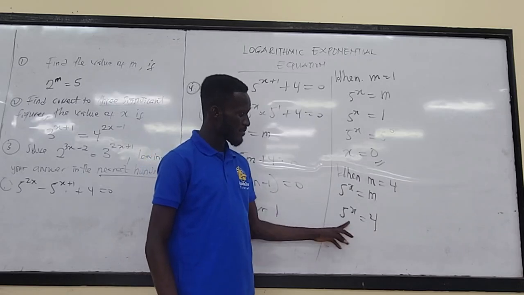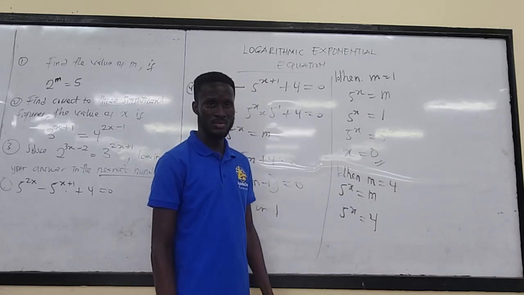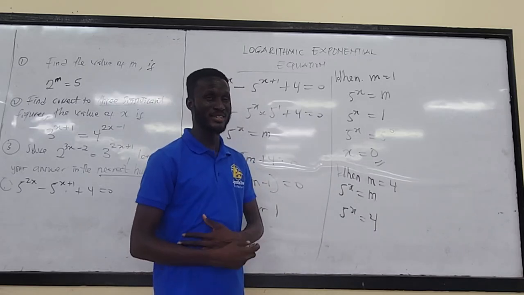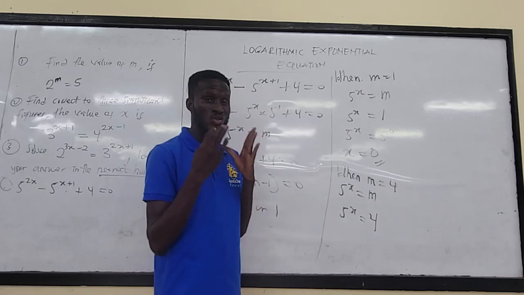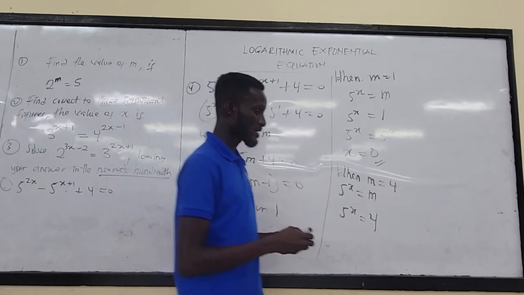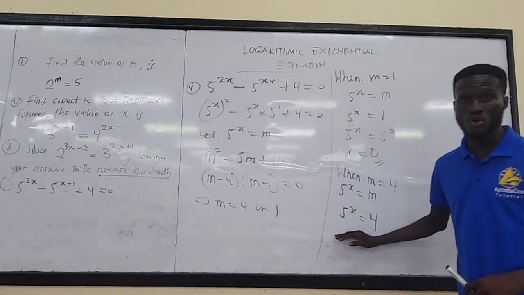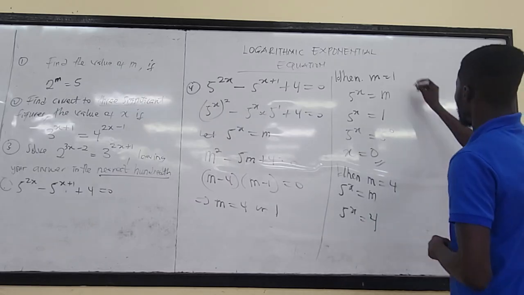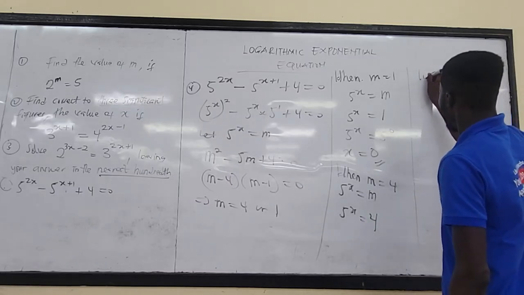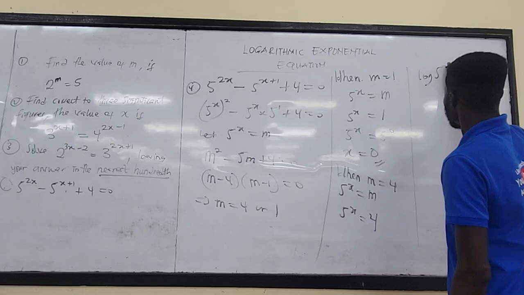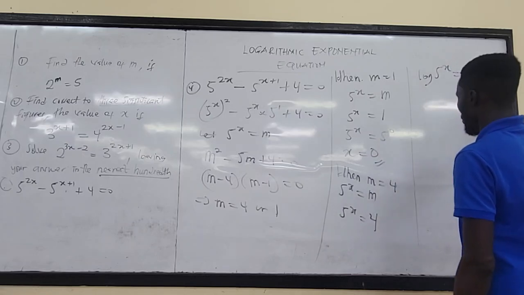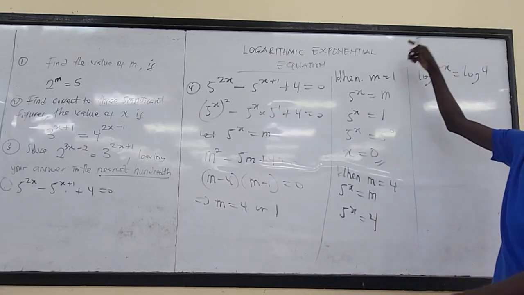Look at this question. There is no way the bases can be the same. So we have to introduce logarithm. We have to introduce what? Logarithm to solve for x. Now I'm going to take logarithm of base 10 to both sides. So we'll have log of 5^x is equal to log of what? 4. Then I'll bring the x to the front of the log.